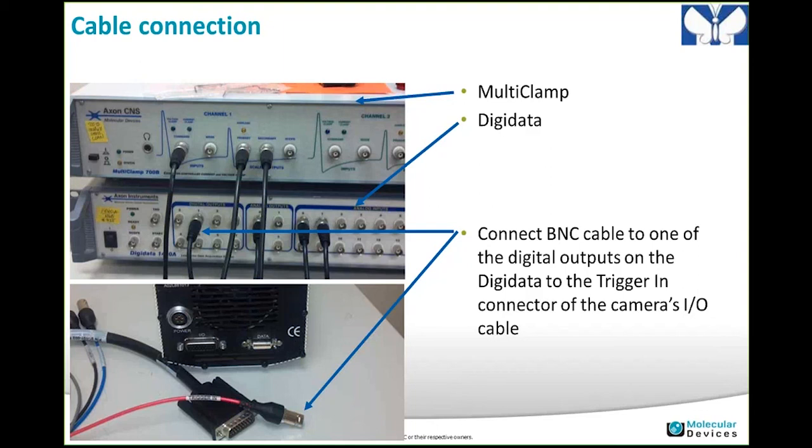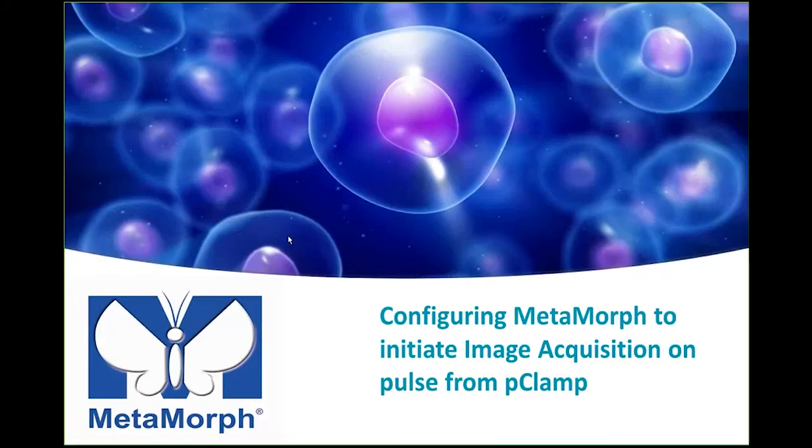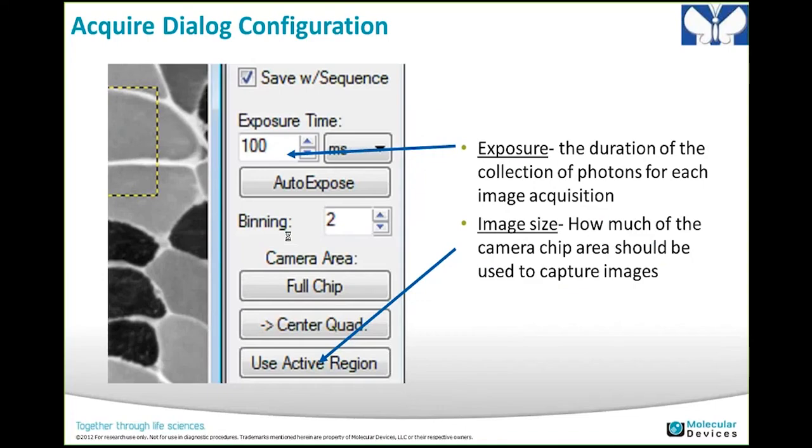In this case, this is a Photometrics camera, so it's a specific cable that will plug in. Then there's a trigger in BNC that we connect directly to a digital output on the Digidata. Next is configuring MetaMorph to initiate the image acquisition on a pulse from pCLAMP. So we're going to set up MetaMorph to wait for a pulse that's received from pCLAMP in order to start the acquisition.